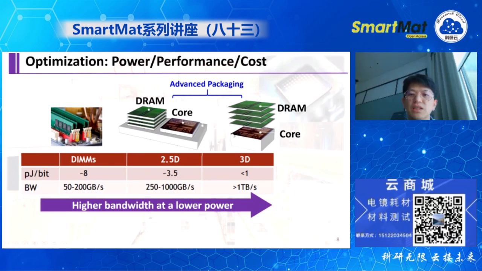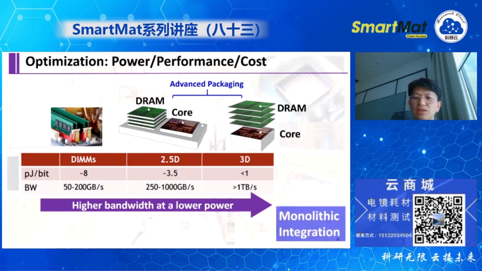Even more aggressively, companies have started to work on 3D integration, 3D advanced packaging. The way they do it is to put the DRAM directly on top of the CPU core, and then put very dense through-silicon vias to connect the DRAM and the core. This 3D approach should be much better than 2.5D because the wiring is much shorter. Those are aggressively researched, and companies are also aggressively working on these approaches.